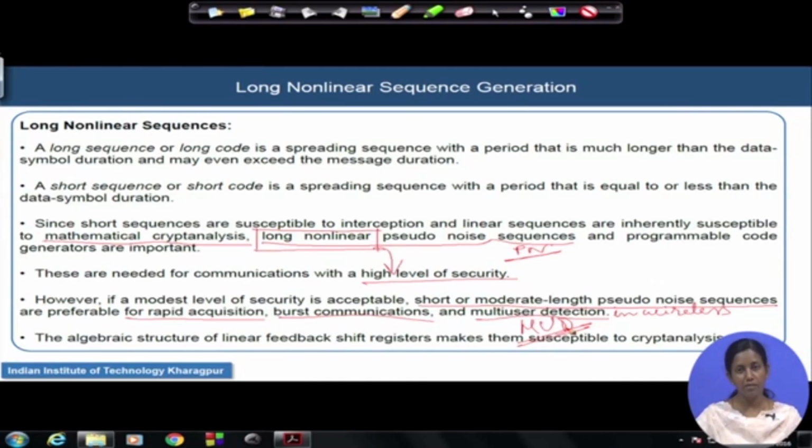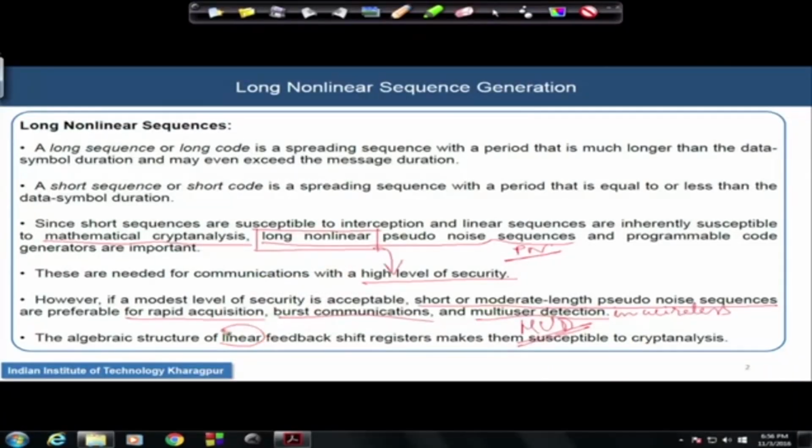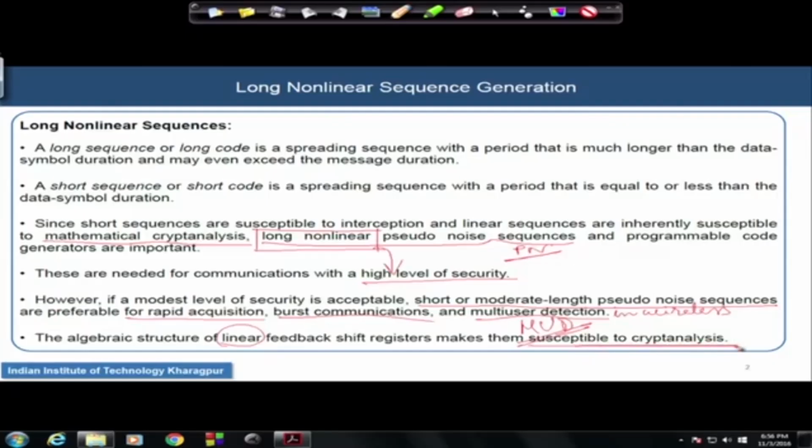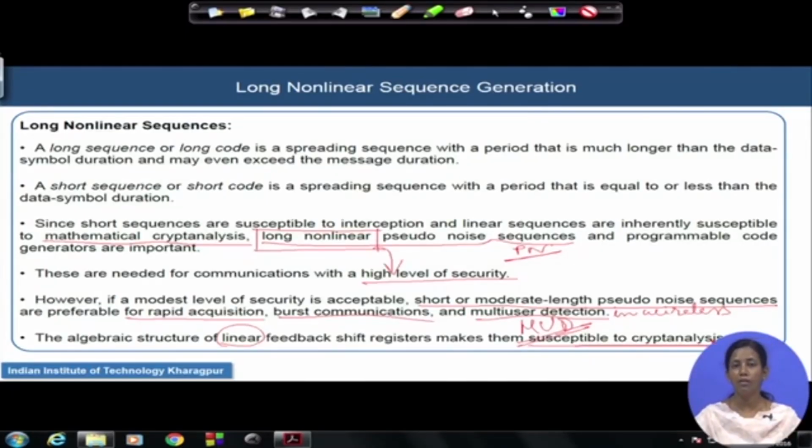The algebraic structure that we have learned till now, the linear feedback shift register, the name itself, linear, signifies that linearity is involved in the whole structure, because only the XOR gate is involved. If you remember, only the XOR gate is involved in the feedback logic, and hence it is very easily susceptible to cryptanalysis. So the structure that you have studied till now is not enough to generate a highly secured code.